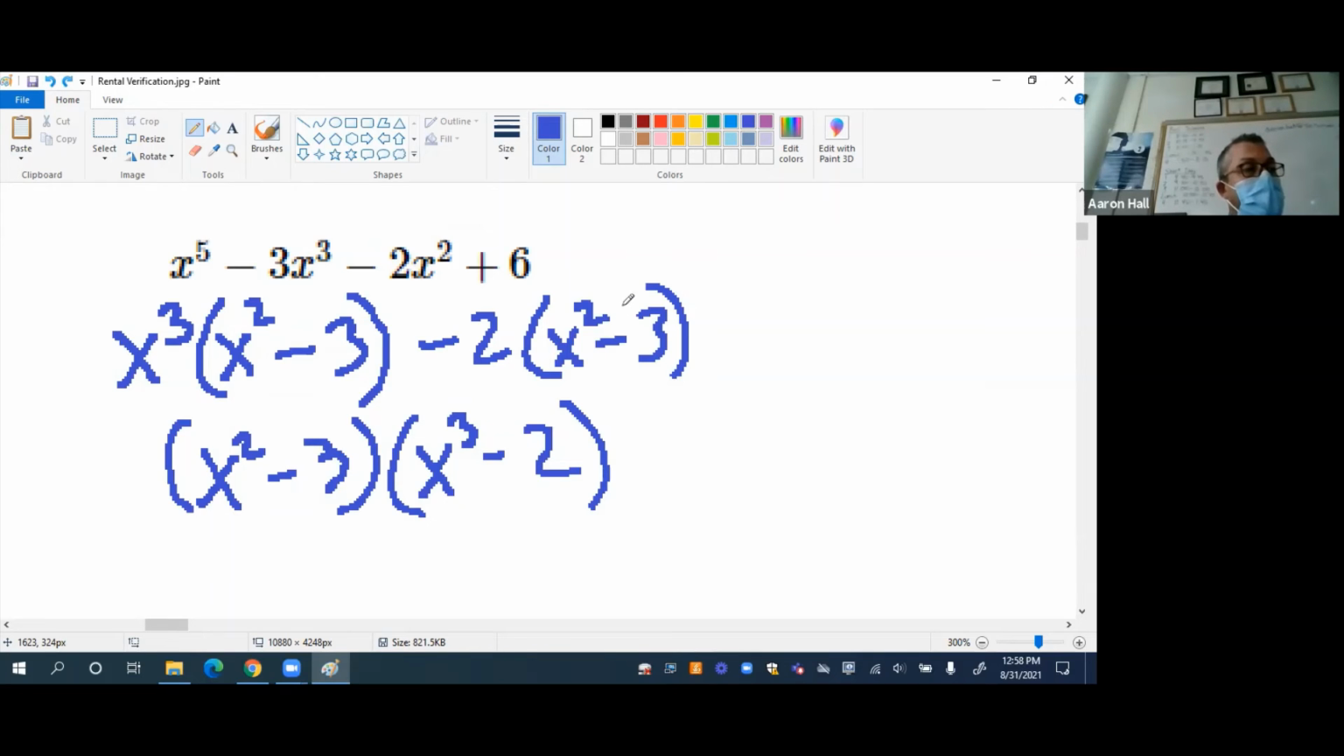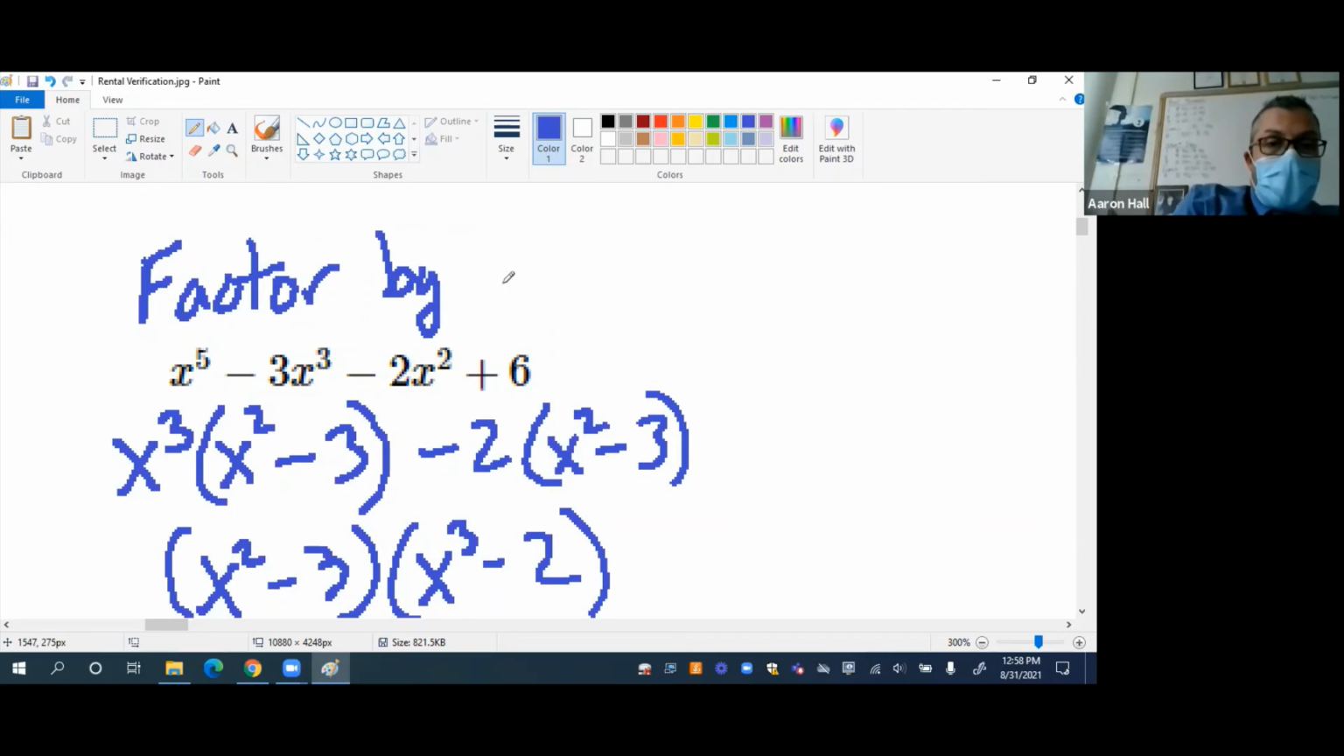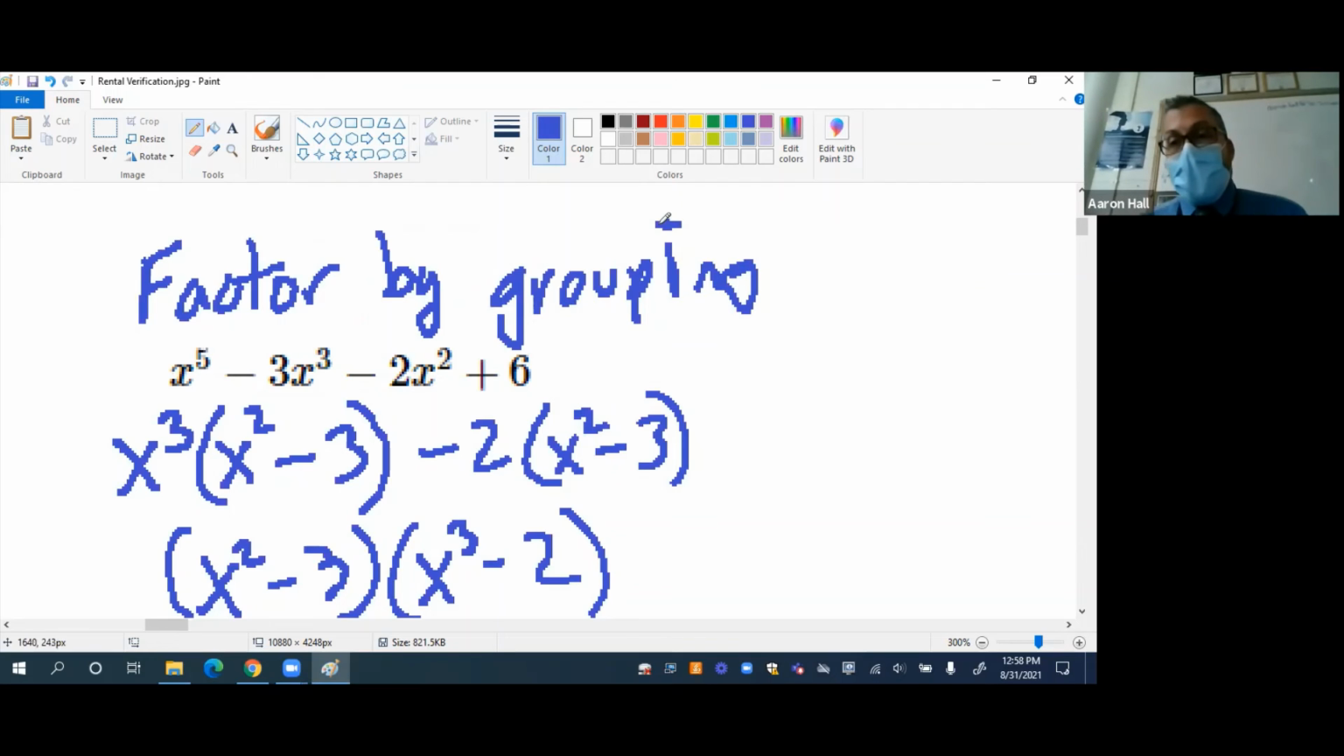Good. Okay, here's another method. This was called factor by grouping, right? That is the method. That was the tool. Okay, here's another tool.